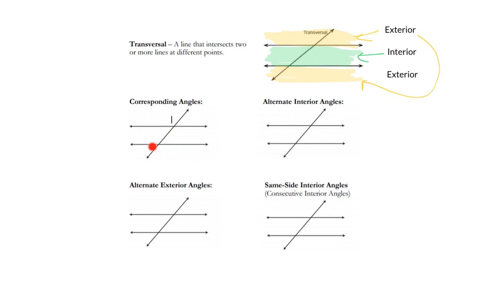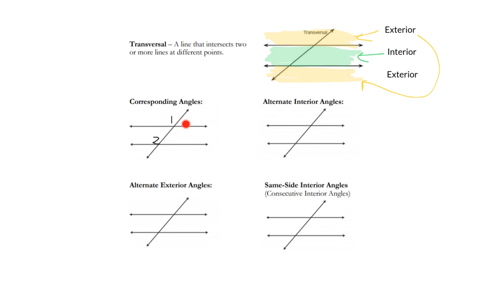So down here, which angle is above this line and to the left of the transversal? Well, it's this angle right here. So those two angles are what we call corresponding. Angle 1 and angle 2 are corresponding. They're in the same location in that set of 4 angles.